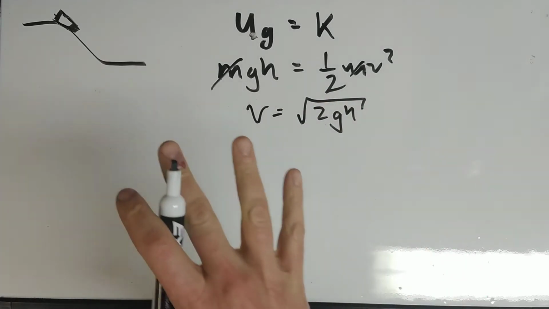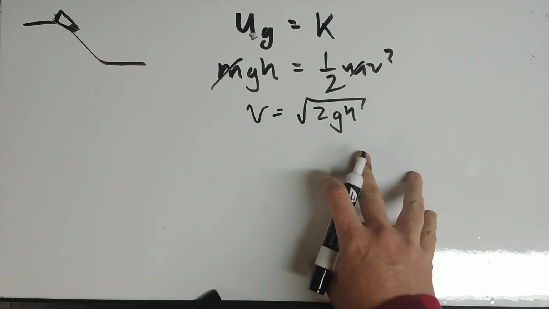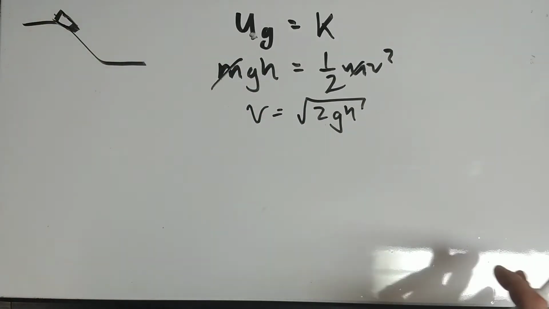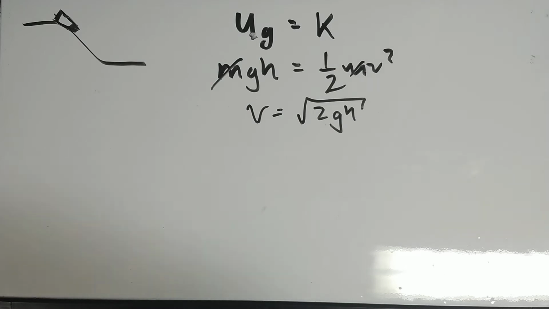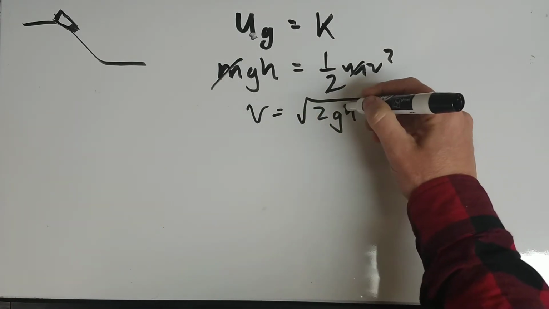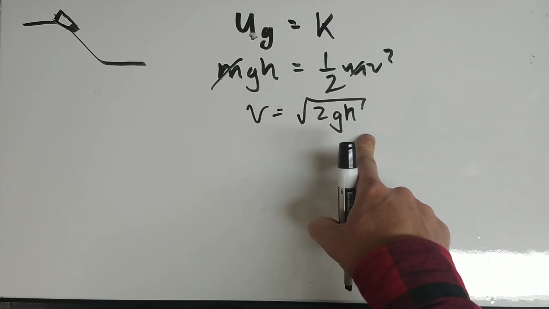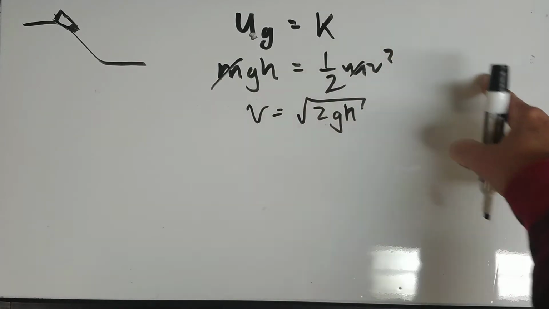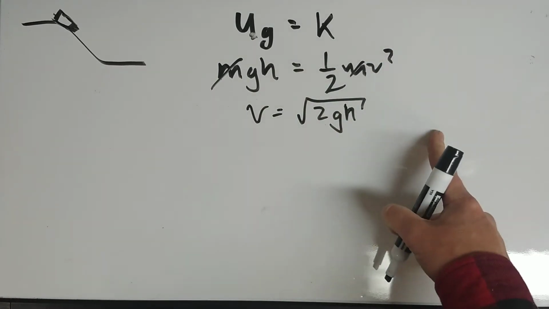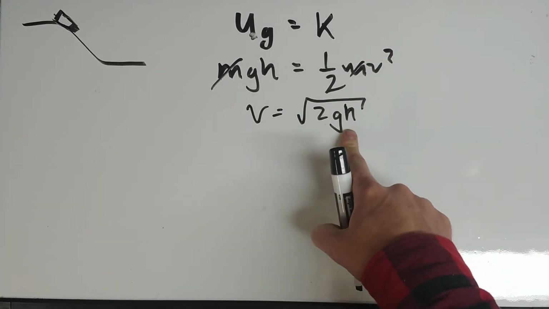This is the equation we want to have in our head when something slides down a hill or we drop something and there's no drag or friction or air resistance. The speed it achieves is radical 2g times however far it's fallen down vertically. Not the straight line distance, the vertical change in height. That's what h is representing.